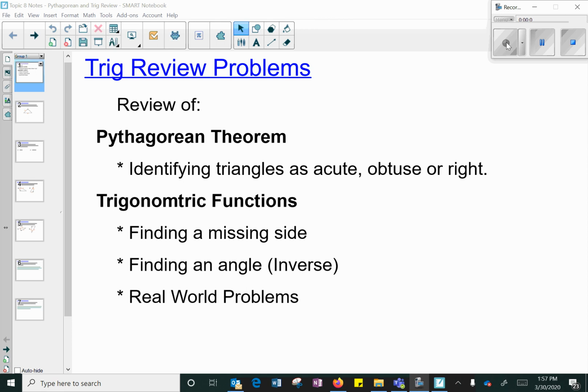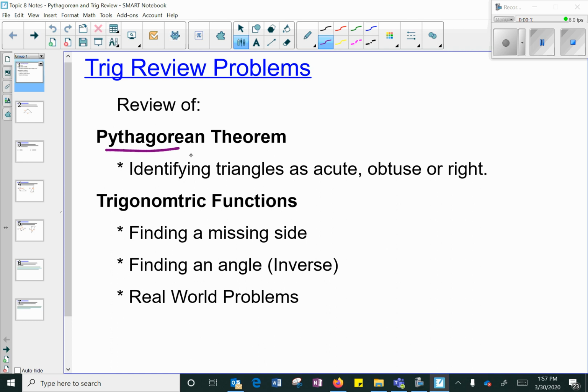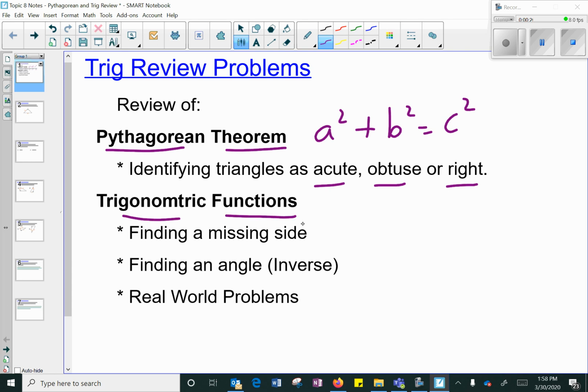Hello everyone, we're going to watch a video about our trig problems in the trig material that we covered right before break. The first thing we're going to talk about today is the Pythagorean theorem. So remember our a squared plus b squared equals c squared. We're going to use that today to solve for missing sides of a triangle, and to classify triangles as acute, obtuse, or right triangles. We're also going to review our trig functions.